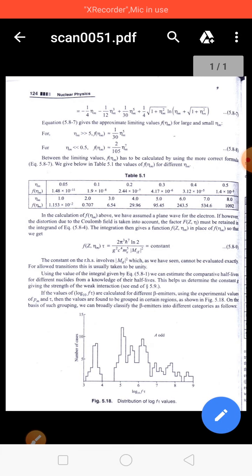123 plus 124. Okay. So again evaluating the expression, what you will get is this much: minus 1 by 4 eta m minus 1 by 12 eta m cubed. These are the experimental calculations. 1 by 30 eta m raised to 5 plus 1 by 4 into root of 1 plus eta m square, ln into bracket eta m plus root of 1 plus eta m square.